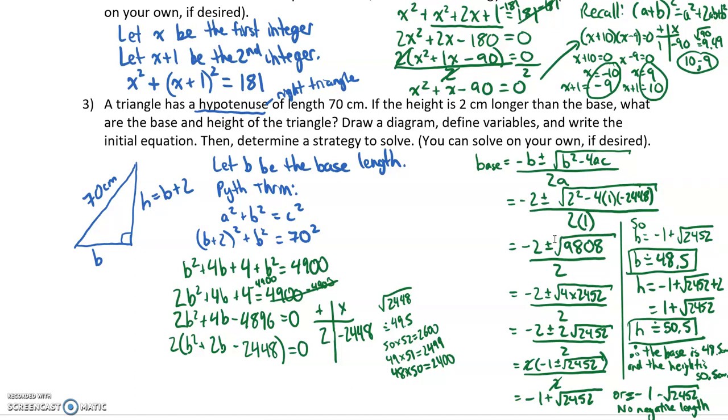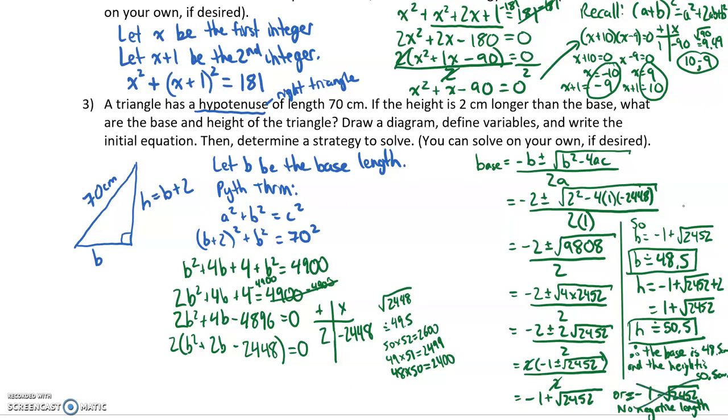To make this an exact answer, it doesn't ask for it exactly, but I'm going to solve it exactly and rounded. I'm going to common factor a 4 out of here, and the square root of 4 is going to give me a 2, which when I common factor the 2 out of the first two terms on the top here, I can cancel out the 2, and I'm left with negative 1 plus root 2,452, or negative 1 minus that. Well, I can't have a negative length, so this one doesn't make any sense.